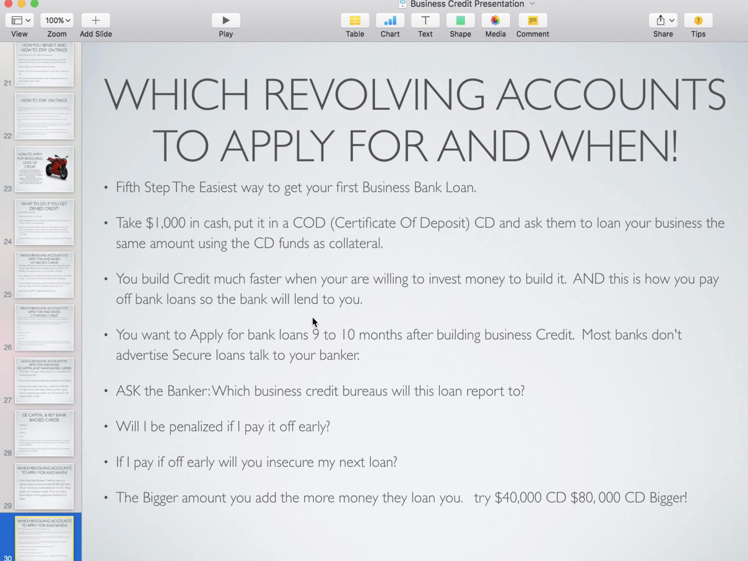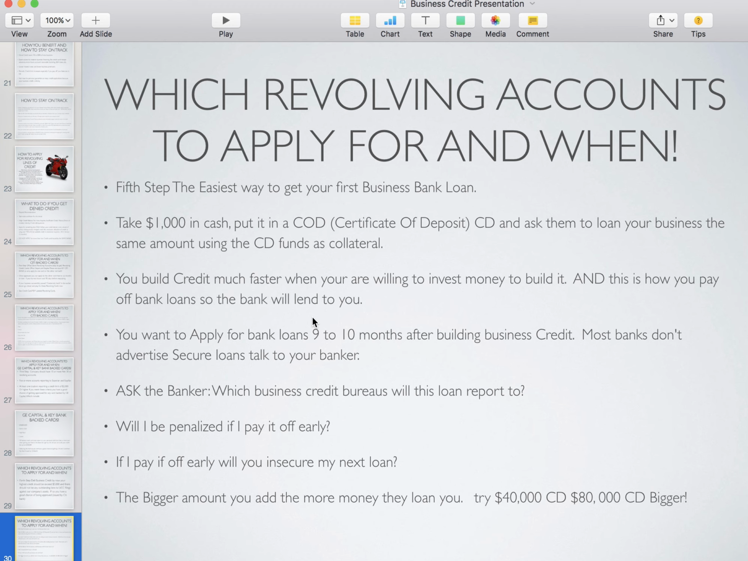So how do you begin to get a bank loan? There's nothing wrong with going ahead and opening up a bank account, taking $1,000 in cash to start or more. Don't be afraid to put your money into a COD, a certificate of deposit, or CD, and ask them to loan your business the same amount using the CD funds as collateral. So most people start off with $1,000 or something like that, $500 with personal credit.